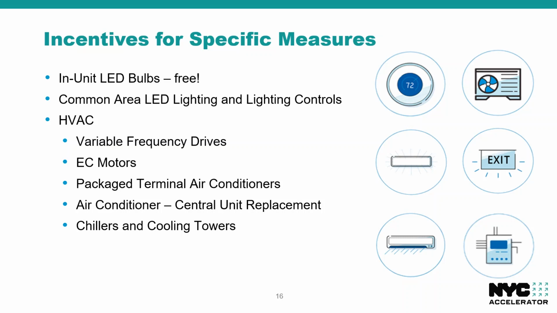There are also free 9-watt LED A lamps available for every apartment in your building. There's no minimum participation percentage, but participants have to allow installation teams to access their units. There are also incentives for HVAC equipment, including variable frequency drives, EC motors, packaged terminal air conditioners, and central air conditioning units based on energy or kilowatt hours saved.